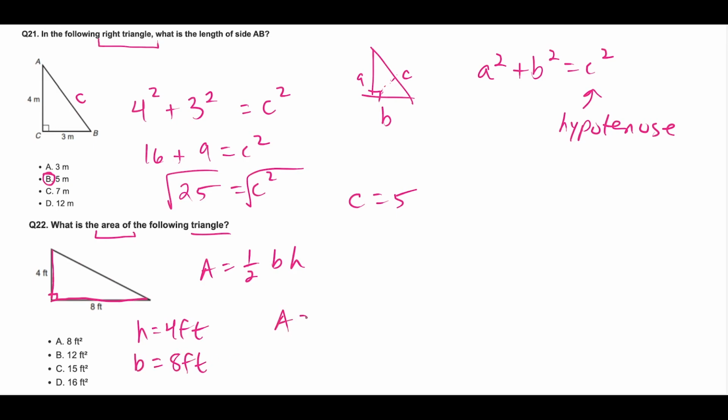So if we want to find the area of this triangle, we're just doing 1/2. The base is 8 feet, and the height is 4 feet. So we could simplify this a bit. We could do half of 8 is equal to 4. So if we do 1/2 times 8, that's 4, and then 4 times 4 is 16. Feet times feet is feet to the second power, which we call square feet. So we have 16 square feet, which is choice D.